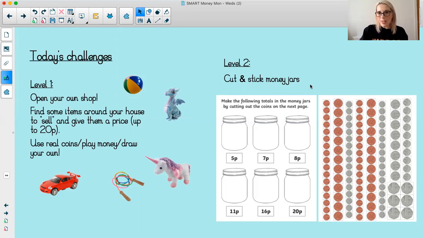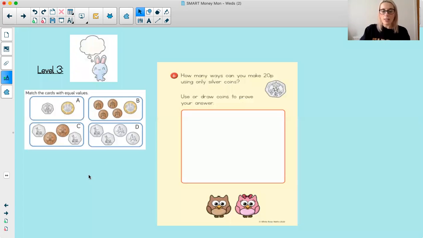Now, level 2 is a cut and stick activity. Don't worry if you haven't got a printer, because you can always just draw these out. You could draw a money jar and you could use maybe the play money you've got or real coins you've got, or you could draw your own coins to put in your money jars. If you do have a printer, then there's a cut and stick activity with these coins. Equally, if you do have a printer and you want to print off these coins, you can use those as extra change, can't you, in your shop? And then level 3 is some reasoning rabbit ideas. We've got a couple of problems here to solve, and they'll be in a separate document on Class Dojo.